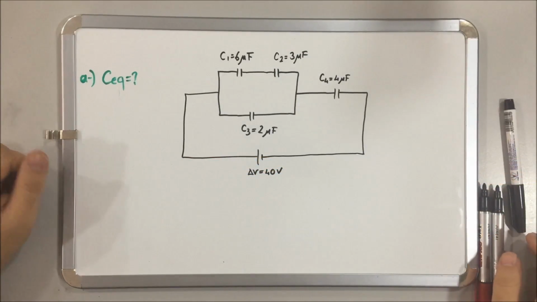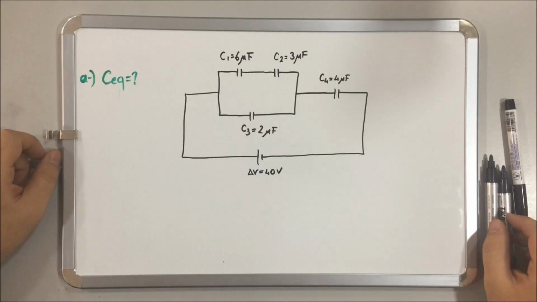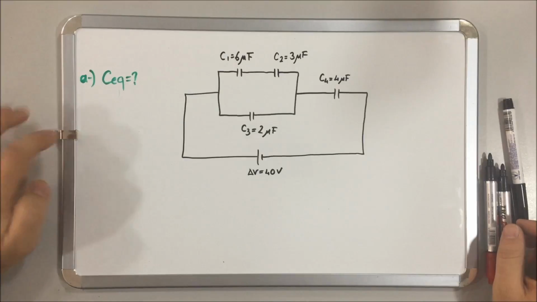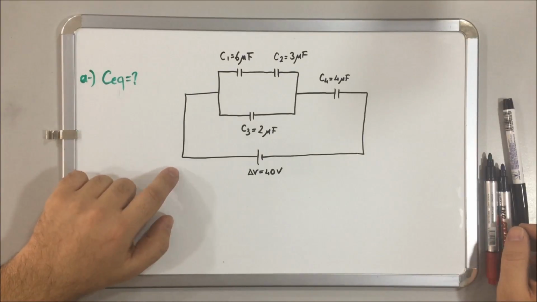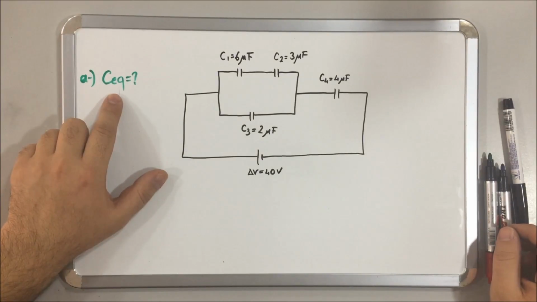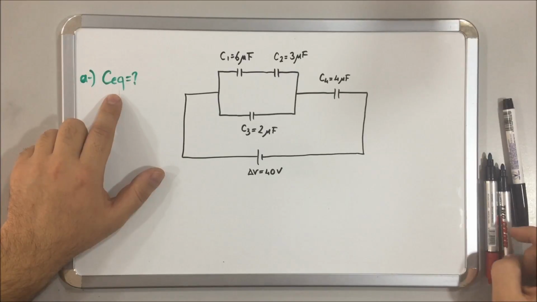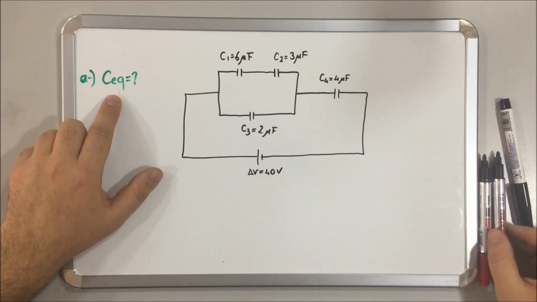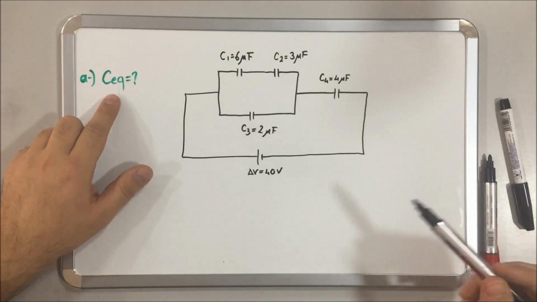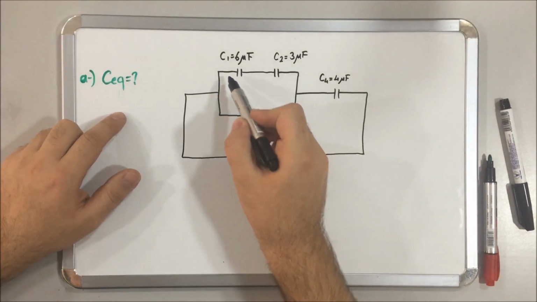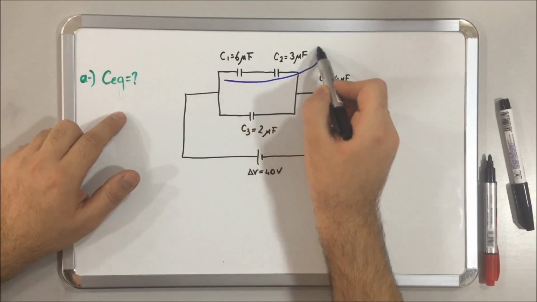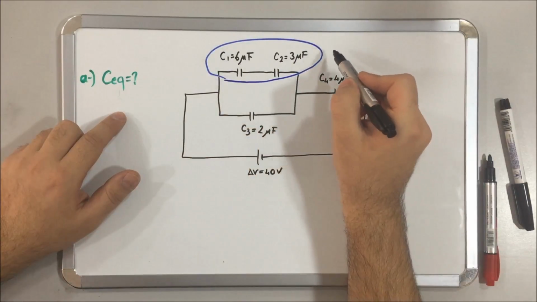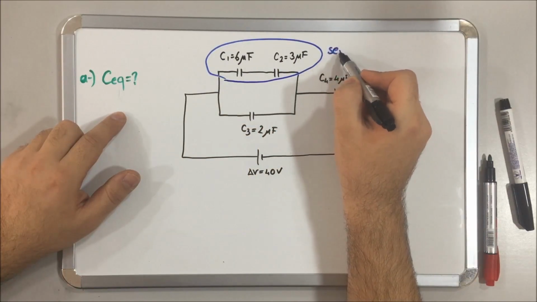Hello, welcome everyone. Question is, four capacitors are connected to each other as shown in the figure. A says calculate the equivalent capacitance. To calculate this, we have to solve this question step by step. We cannot calculate it directly. And as you see here, these two capacitors are series.